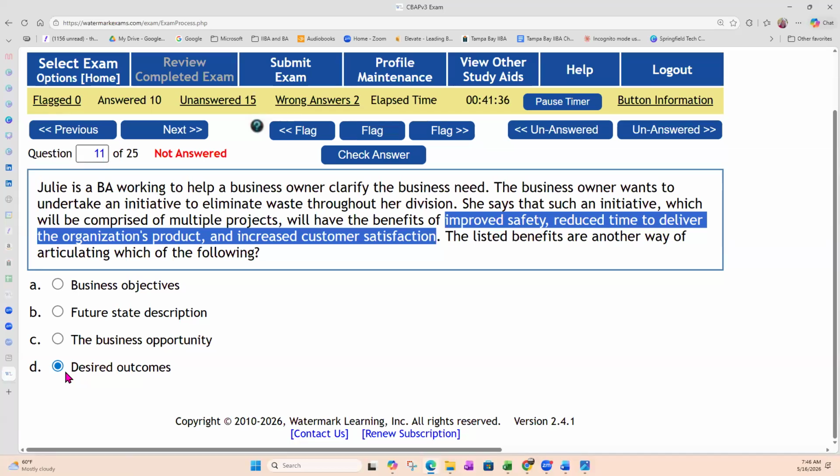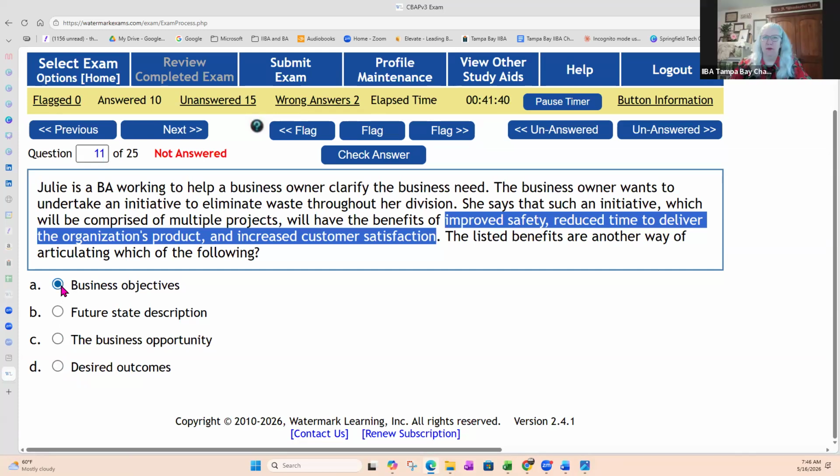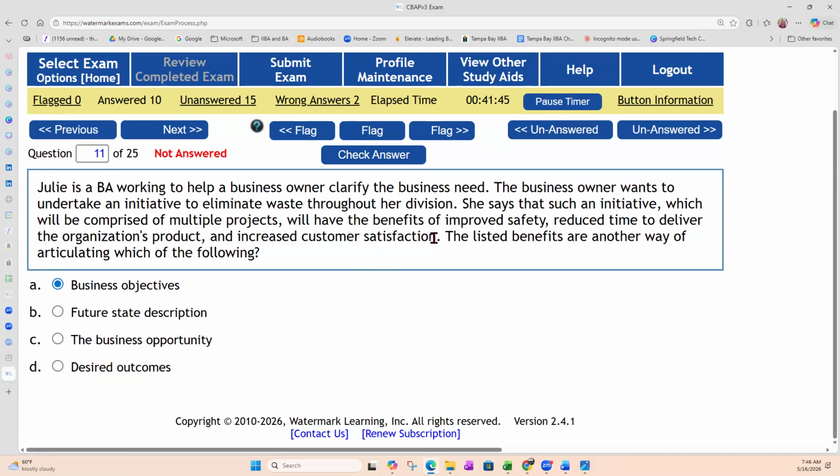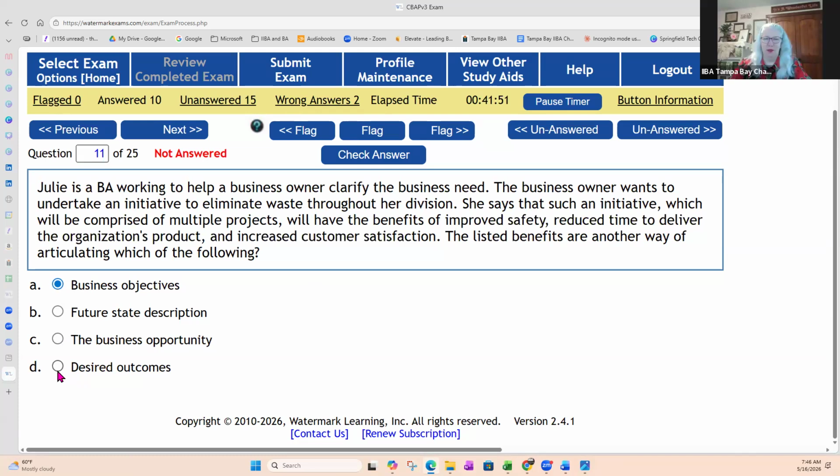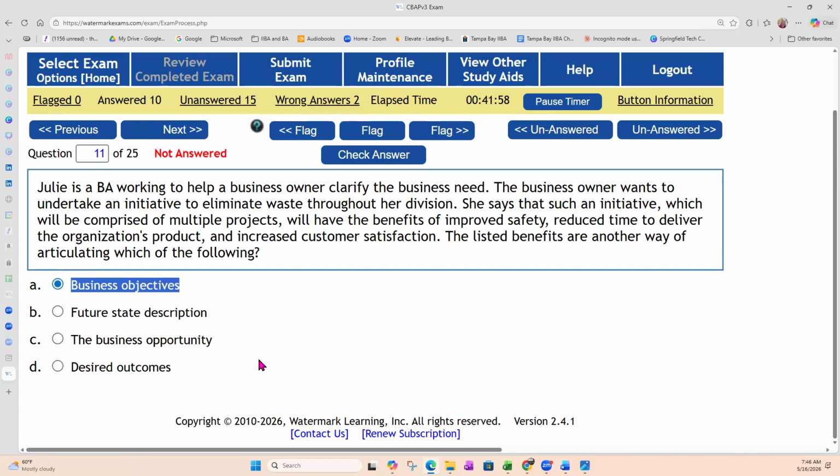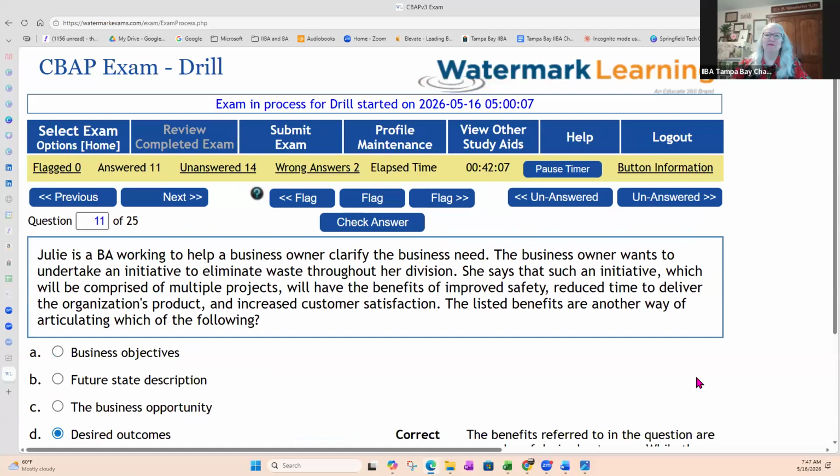And Gabrielle, what do you think is the best answer? Would be business objectives. Okay. So do these qualify as objectives? Not, because objectives are SMART. Right. So what do you think is the right answer? Desired outcomes. Okay, let's test it.